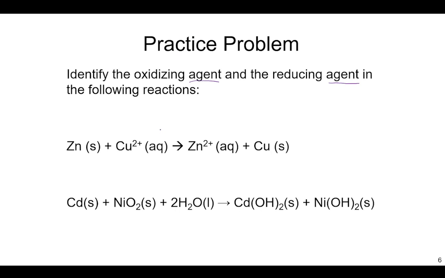Pause the video here and try to solve for these two reactions. What are the oxidation numbers? What is being reduced? What is being oxidized? And then what are the oxidizing and reducing agents?